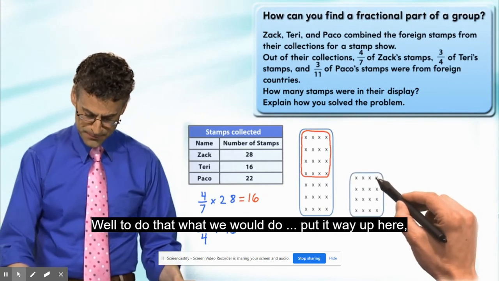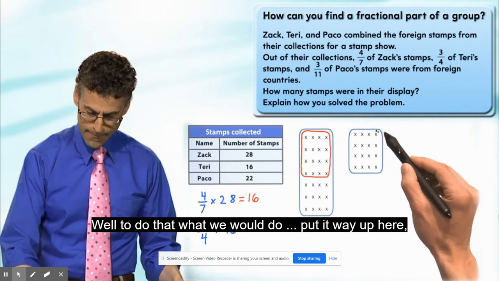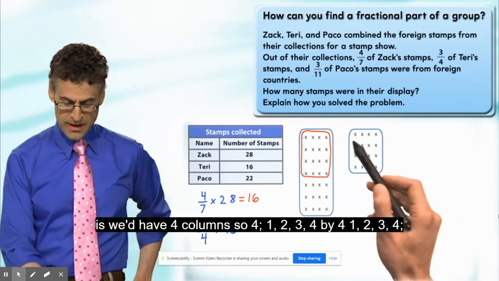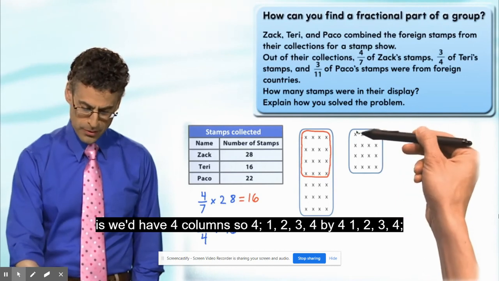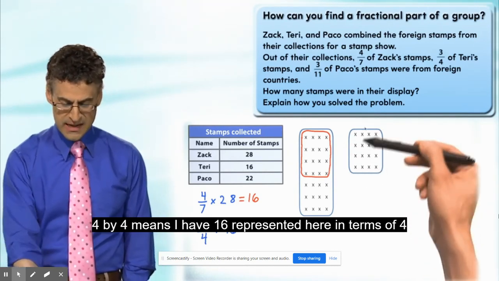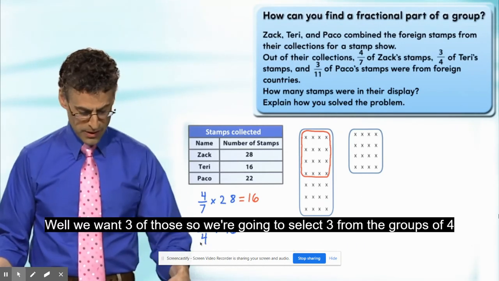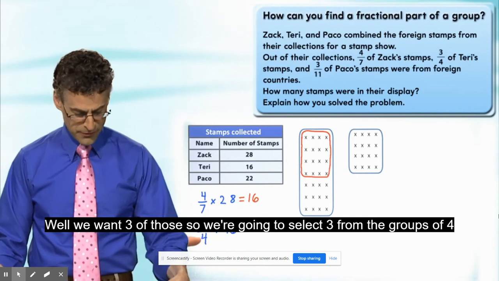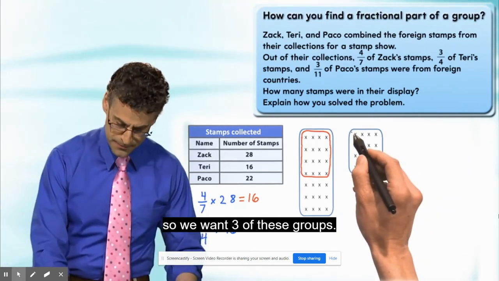Well, to do that, what we would do, put it way up here, is we have 4 columns. So 4, 1, 2, 3, 4, by 4, 1, 2, 3, 4. 4 by 4 means I have 16 represented here in terms of 4. And how many do we want? Well, we want 3 of those. So we're going to select 3 from the groups of 4. So we want 3 of these groups.